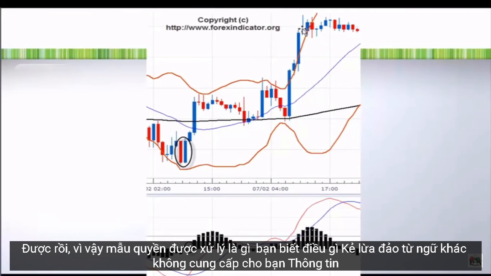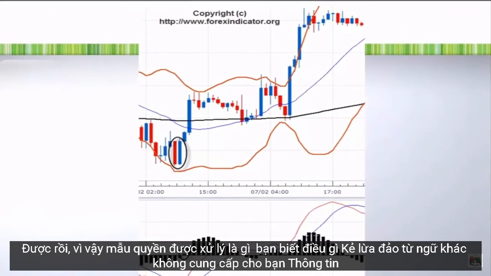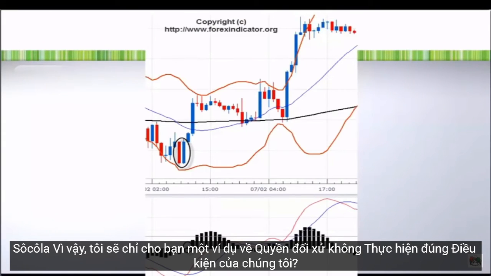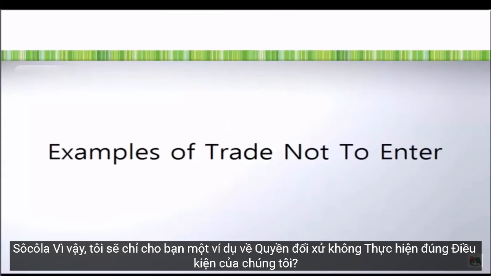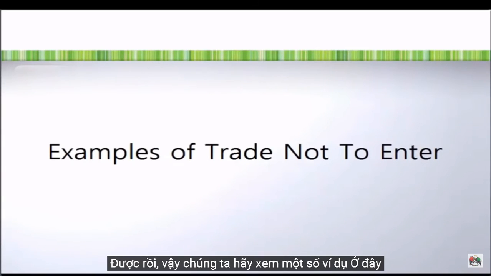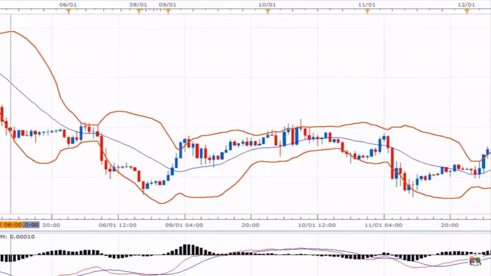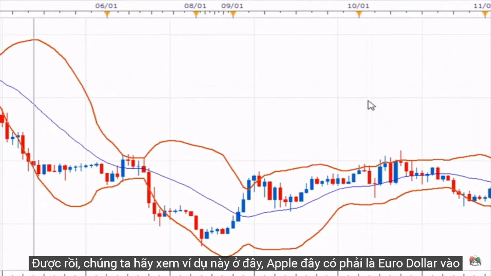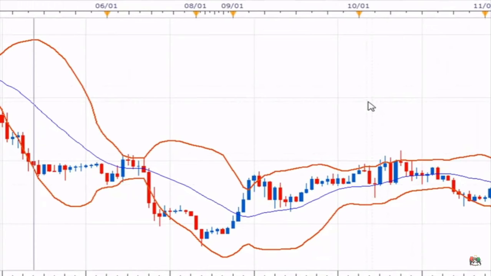So what are examples of trades that do not work, in other words, trades that do not fulfill our conditions? I'm going to show you one example of trades that do not fulfill our conditions. So let's take a look at this example here. This example is the euro dollar on the 5th of January 2012.